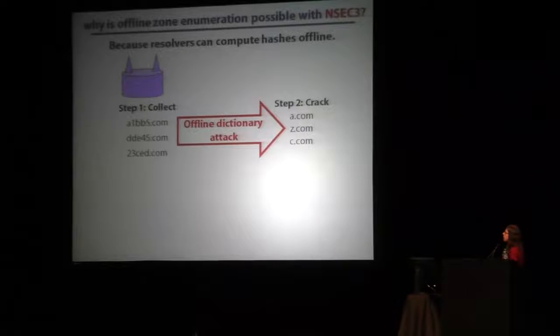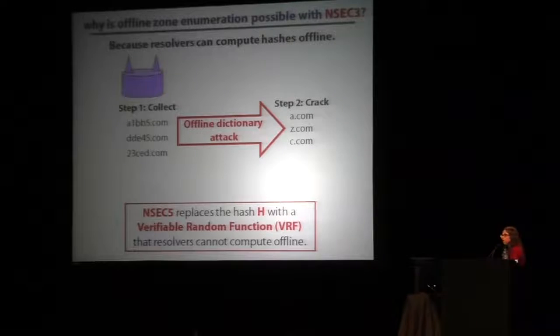Okay, so just revisiting, why was zone enumeration possible with NSEC3? The reason was our attacker just collects all the hashes in the zone, which he can do with n queries, and then he cracks them. And the reason he can crack them is because he can compute hashes offline by himself. Okay, so he can hash by himself. That's the crux of the issue. So what we're going to do in NSEC5 is we're going to get rid of this hash function, which was what was used in NSEC3, and we're going to use a new kind of quote-unquote hash function, which is a verifiable random function.